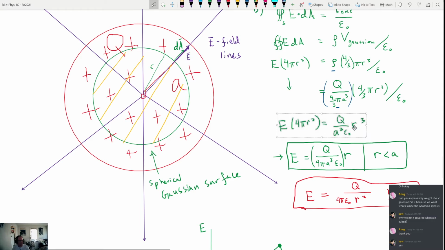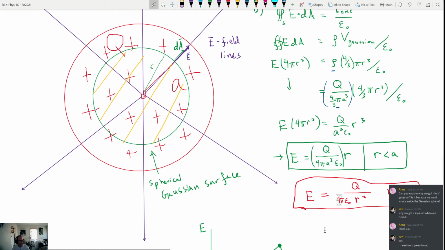Well, it's from this line. So if you look through the math, on the left-hand side, what happened was we ended up with a 4 pi r squared from doing the integral, right? On the right-hand side, we ended up with 4/3 pi r cubed.